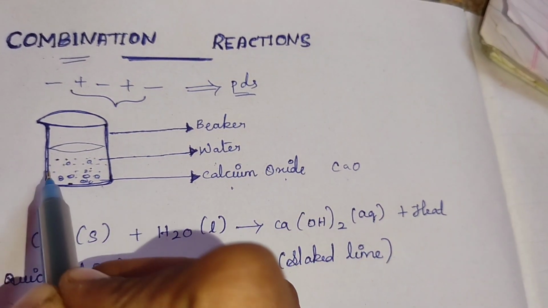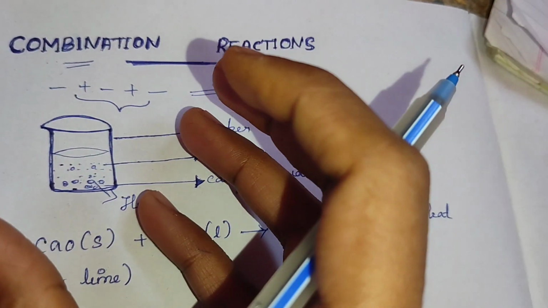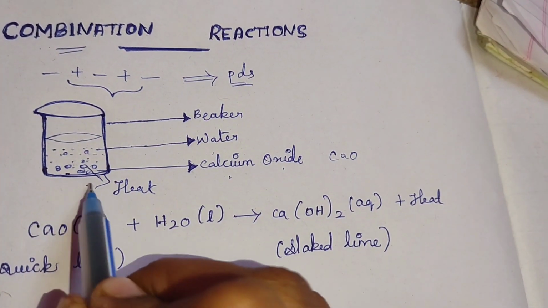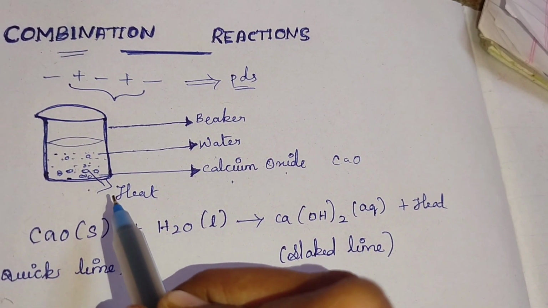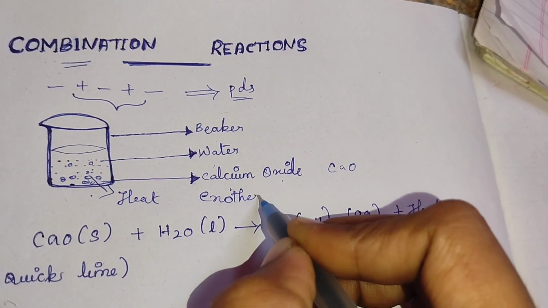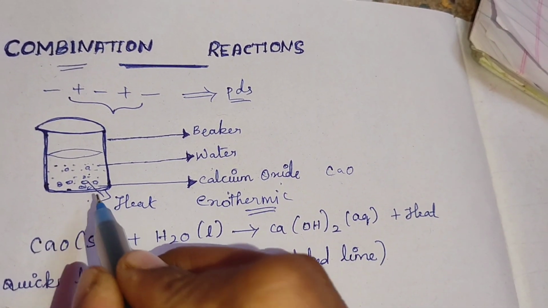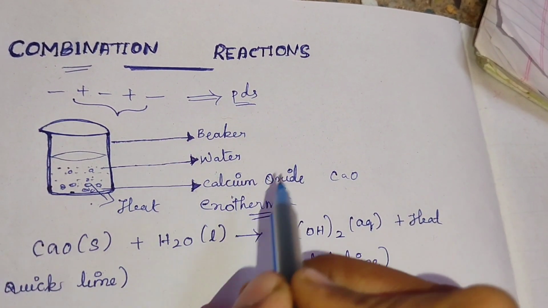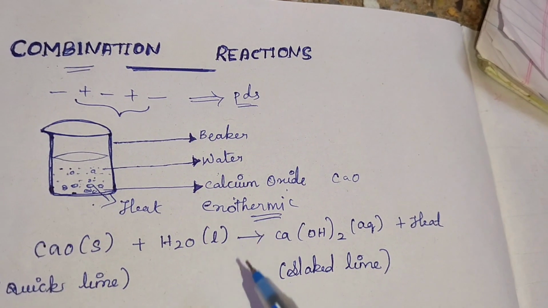And if I touch the beaker, I feel heat in my fingers. So the heat is coming outside from the beaker. So this reaction is an example of an exothermic reaction. Exothermic reaction means when the reaction takes place, heat comes outside. So that reaction is known as an exothermic reaction. This reaction is an example of both a combination reaction and an exothermic reaction.